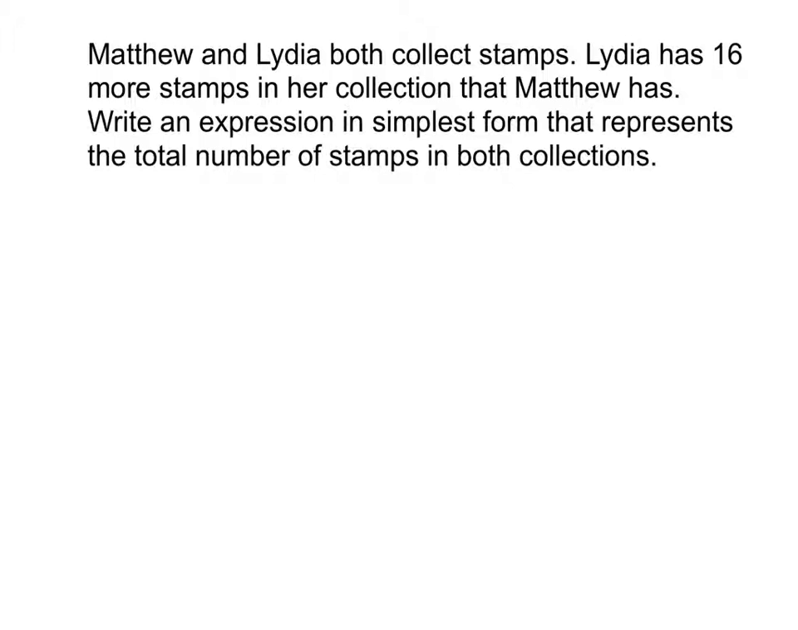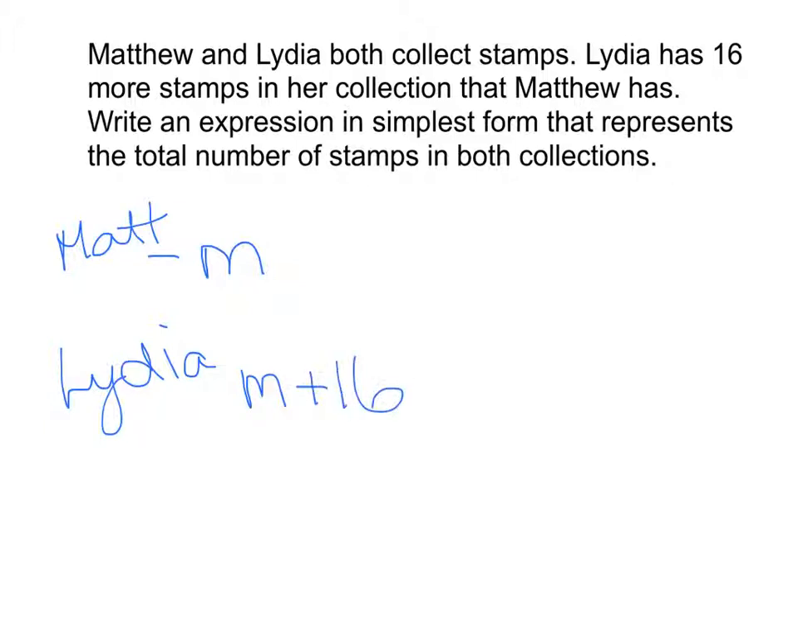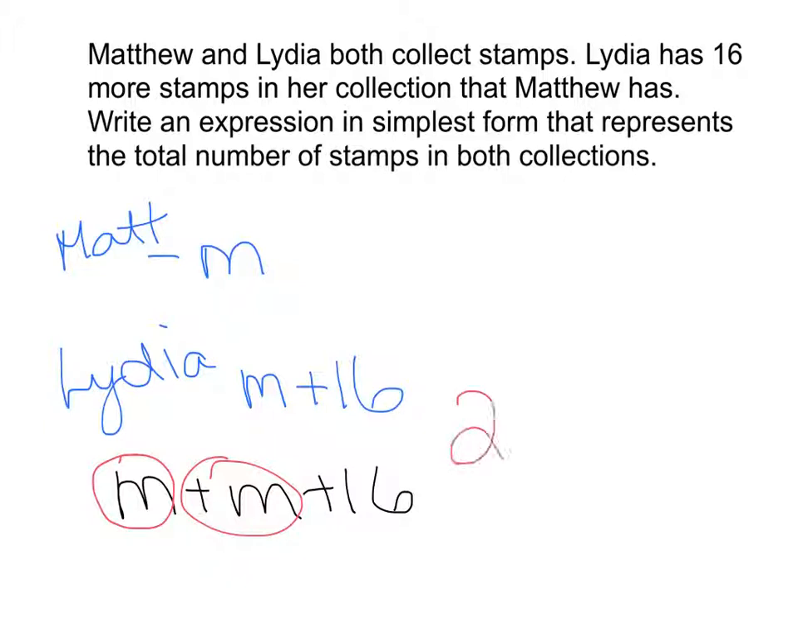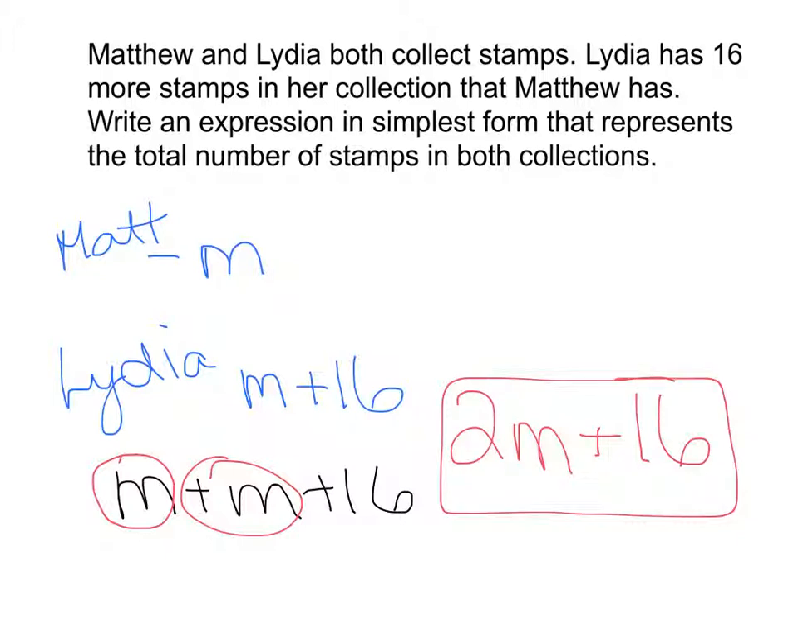So if we represented Matthew's number of stamps with M, and then it says Lydia has 16 more, Lydia's number of stamps would be M plus 16. So if we wrote out an expression, we would have M plus M plus 16 as our total number of stamps. But now we want to combine our like terms, so we have 2M plus 16, and that would be our expression.